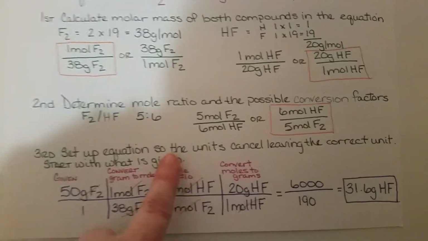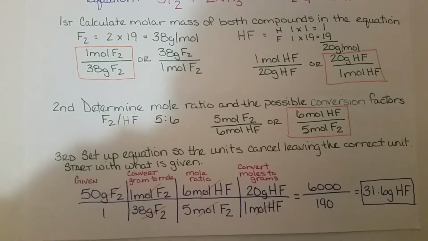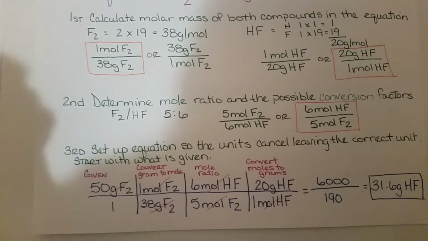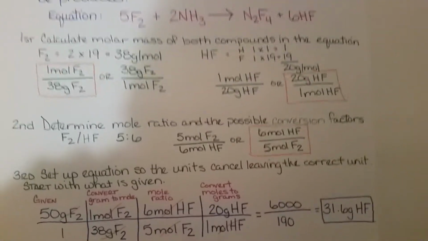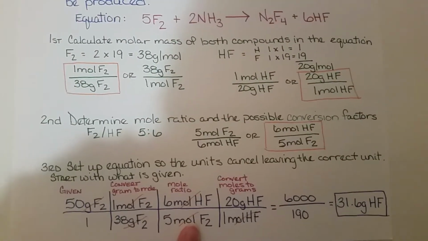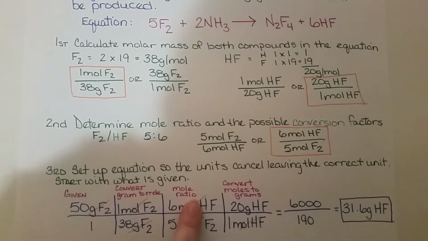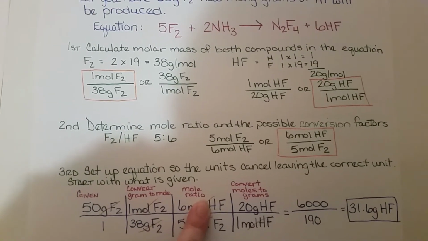The next conversion factor is my mole ratio. I choose the mole ratio that lets me move from one compound to the other. In this case, I want to get rid of moles of F2. I want to move to moles of HF.